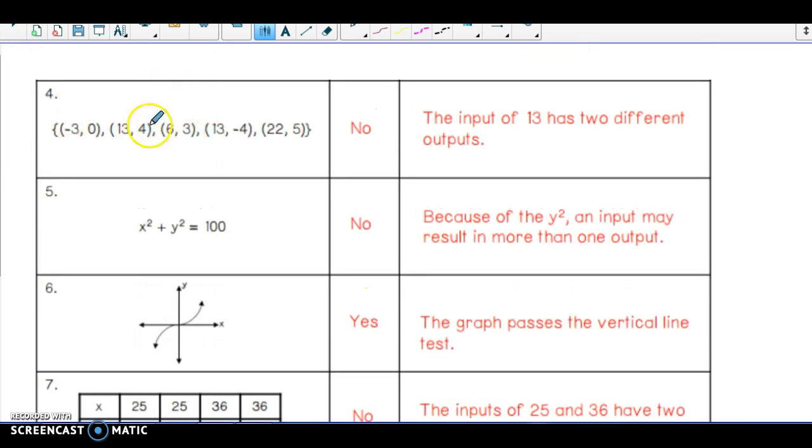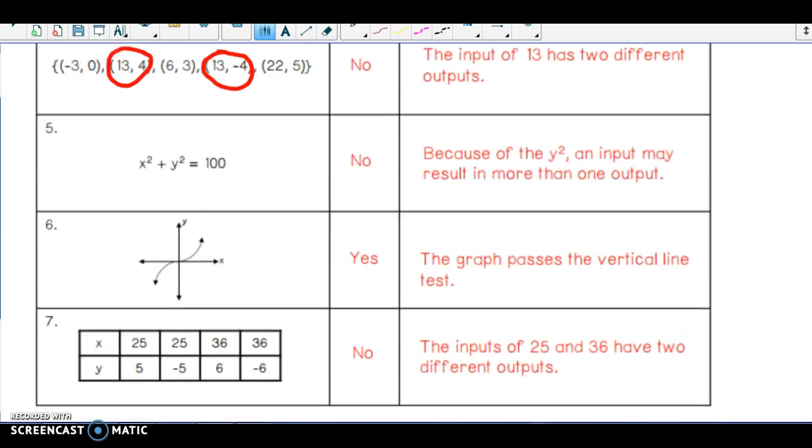For number 4, it's not a function because we have a 13 input that gives a 4, and then we have the same input that gives a different output. So this is not a function. The input of 13 has two different outputs. This is similar to the other one we talked about because of the y squared. An input may result in more than one output.